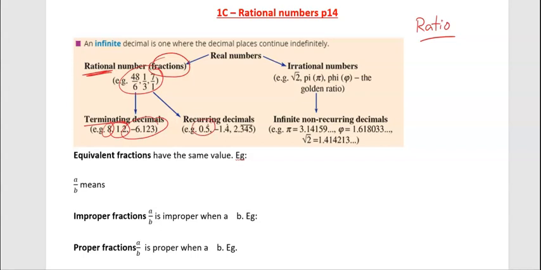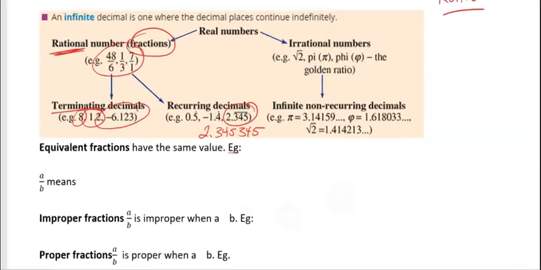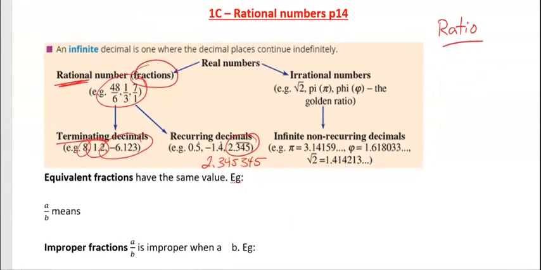So a recurring decimal like this, 0.5 with a dot above it, is 0.555 forever. Same with this one, that's negative 1.444444. This one has 2 point, and then the 3, 4, 5 pattern actually continues. So all of these are real numbers, right? And there are imaginary numbers, but don't get me started.